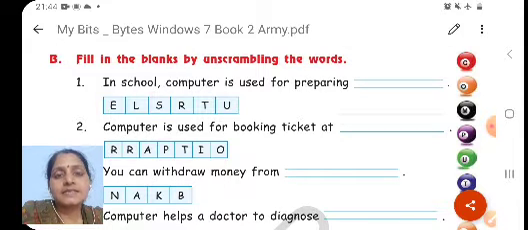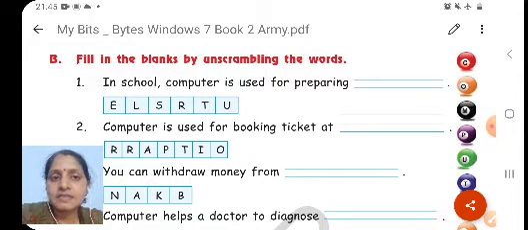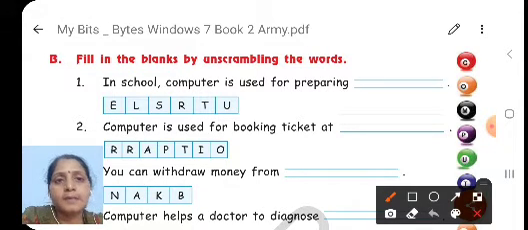Children, the question is, in school computer is used for preparing dash. As we know children, in school we prepare result. So the answer should be result. So let us arrange these words. Firstly, in result we have R. So you will put a tick above R. You will take R from here and write here R.